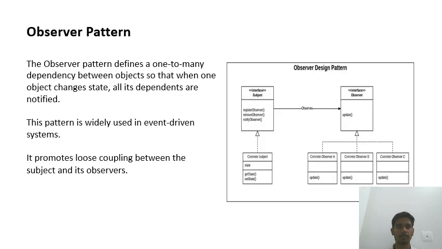Observer pattern. The observer pattern defines one-to-many dependencies between objects so that when one object changes state, all its dependents are notified. This pattern is widely used in event-driven systems. It promotes loose coupling between the subject and its observers.